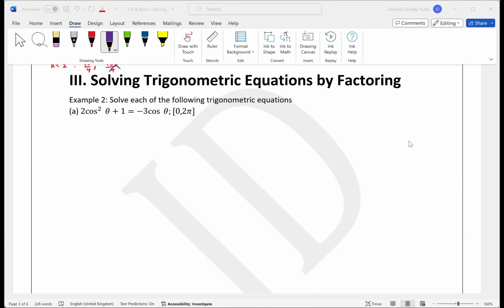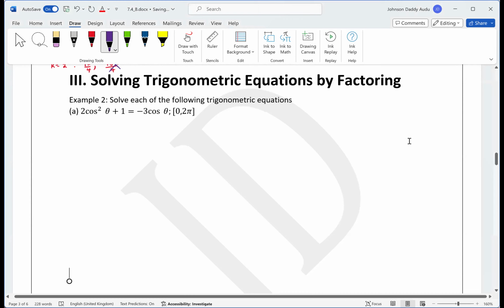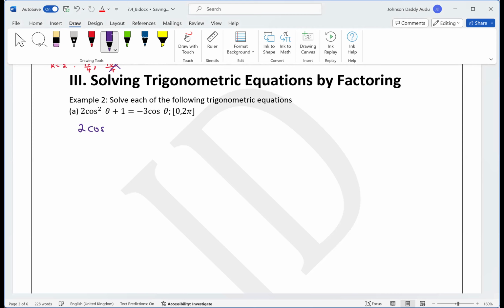All right, so in this video, we'll be looking at how to solve trigonometric equations by factoring. So let's start with this specific example. Here we have to solve for theta between 0 and 2 pi. If you look at this, we can rewrite this equation as 2 cosine squared theta plus 3 cosine theta plus 1 equals 0, right?